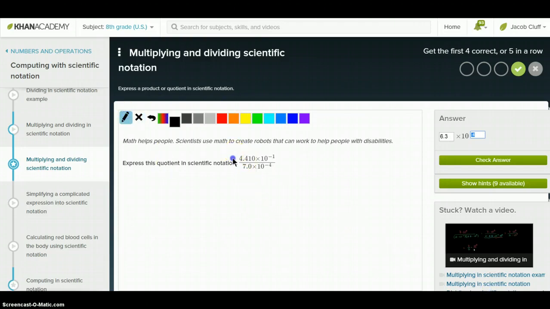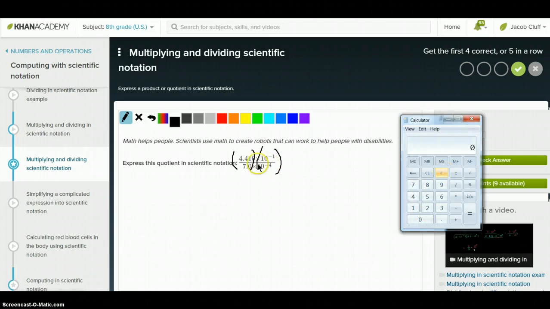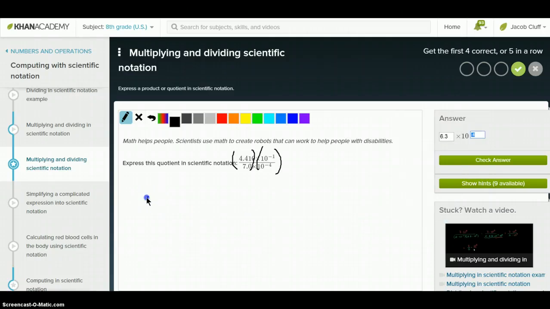So we have these two different sets over here. So we have 4.41 times 10 to the negative 1, and that's divided by 7 times 10 to the negative 4th. So what I like to do is I like to get the coefficients by themselves, and I like to get the base and exponents by themselves. So let's pull out our calculator, and we have 4.41 divided by 7, and that equals 0.63.